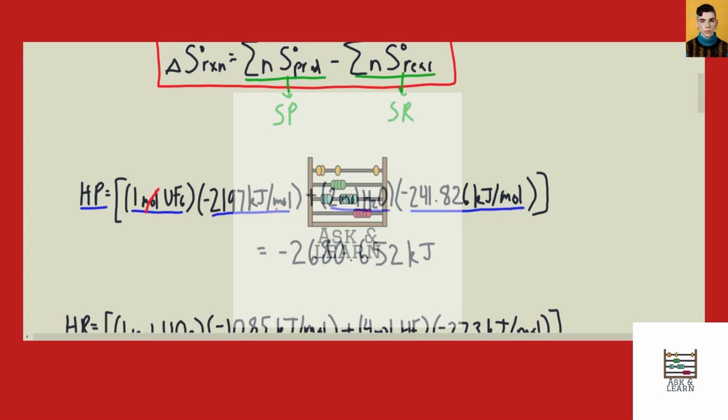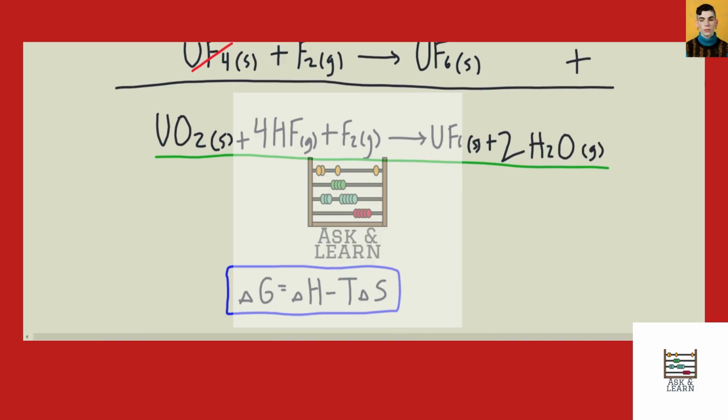And so when we cancel off units of moles, we are left with energy units of kilojoules for the change in enthalpy of the products. And since we added the total enthalpy change of each one of the products together, that is the total enthalpy change of all of the products. And now for the reactants, we have 1 mole of UO2, 4 moles of HF, and 1 mole of F2. But remember that for delta H values, we use delta H of formation at standard conditions in order to help us determine the overall delta H.